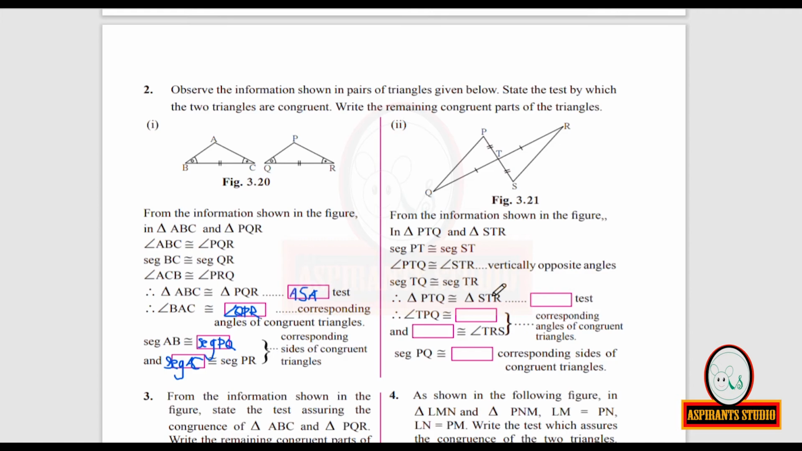So now, if two sides and the included angle of a triangle are congruent with two corresponding sides and the included angle of the other triangle, then the triangles are congruent with each other by SAS test. If two sides and the included angle of a triangle are congruent with two corresponding sides and the included angle of the other triangle, then the triangles are congruent with each other. So now here you have to write by SAS test.